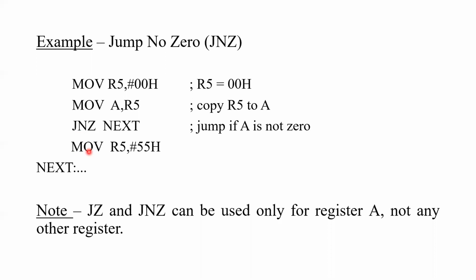What is the next instruction we have? Move R5 comma hash 55 H. After executing, it will proceed with the next instruction. Jump 0, jump no 0. As I said here, jump 0 and jump no 0 can be used only for register A, not any other registers. You cannot use any other register. The accumulator register is implicit here. It will always compare the contents of accumulator for 0 or not 0. Right? This is about the byte level conditional jumps.